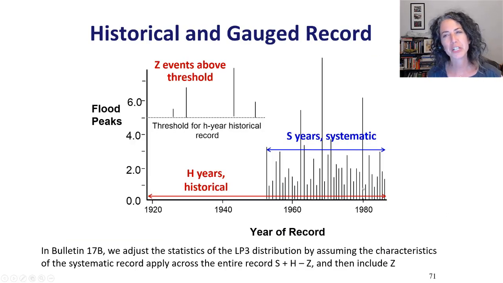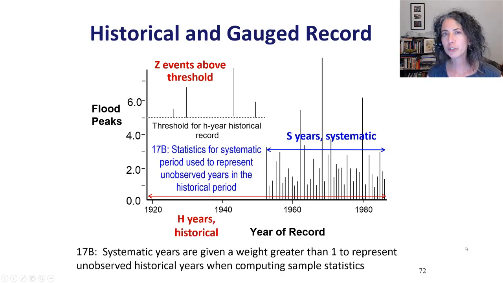So here's some more definition. So we have an example of a period of systematic flood events, and then we have an historical period that has four exceedances of some threshold. The way Bulletin 17B would have handled this historical period would be to note the historical floods, but then assume that for the other years in the historical record that weren't observed, that the moments were similar to the systematic period. Right, so it would assume that the systematic period was kind of stretched across the historical period.